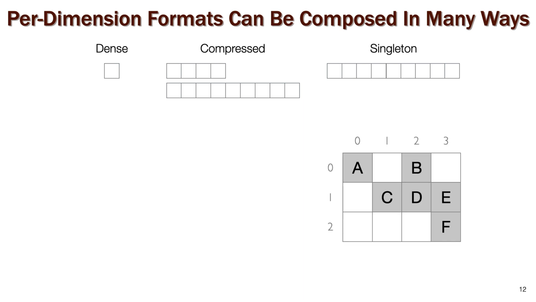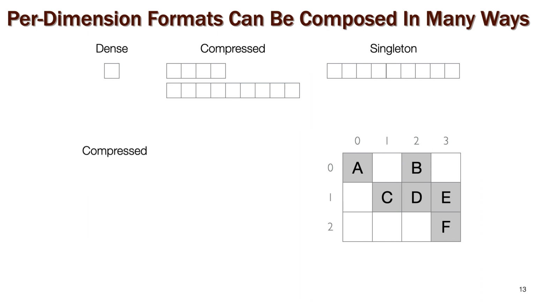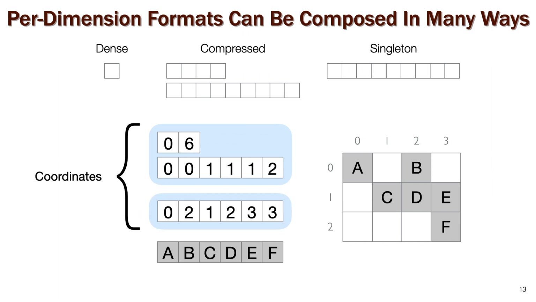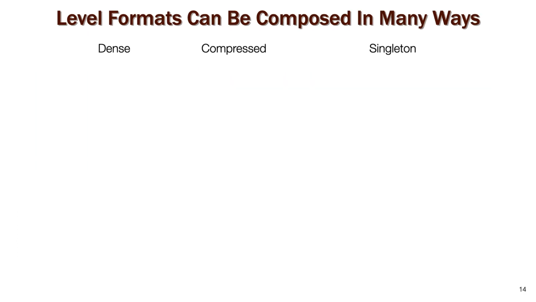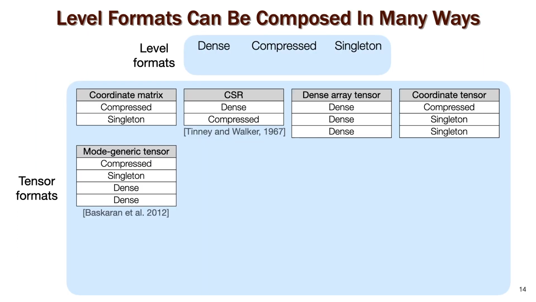So assume we go back to our two-dimensional matrix in here. If you put a dense outermost and a compressed innermost representation out of our three possible representations, this is a CSR format. If you use a compressed outermost and a singleton innermost representation, you end up with a coordinate format. So in fact, using these three level representations, we got these two. Many other formats out there can be represented using these three formats.